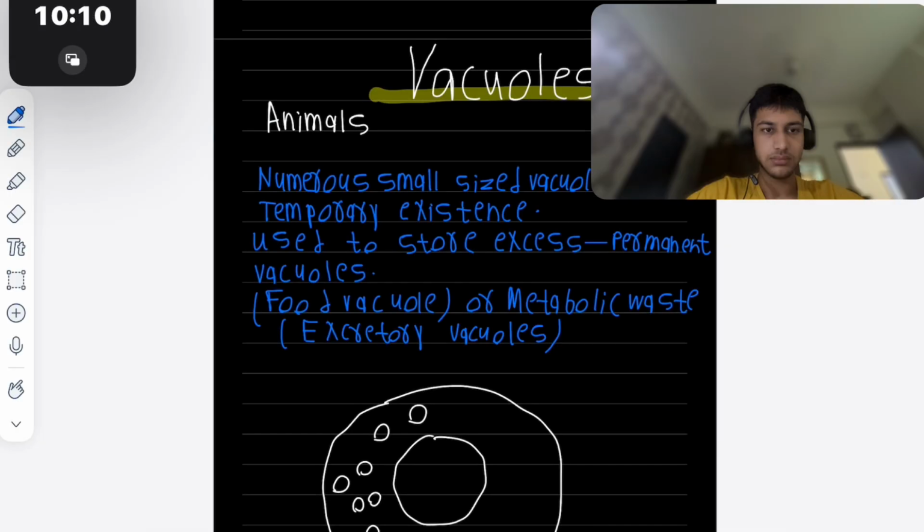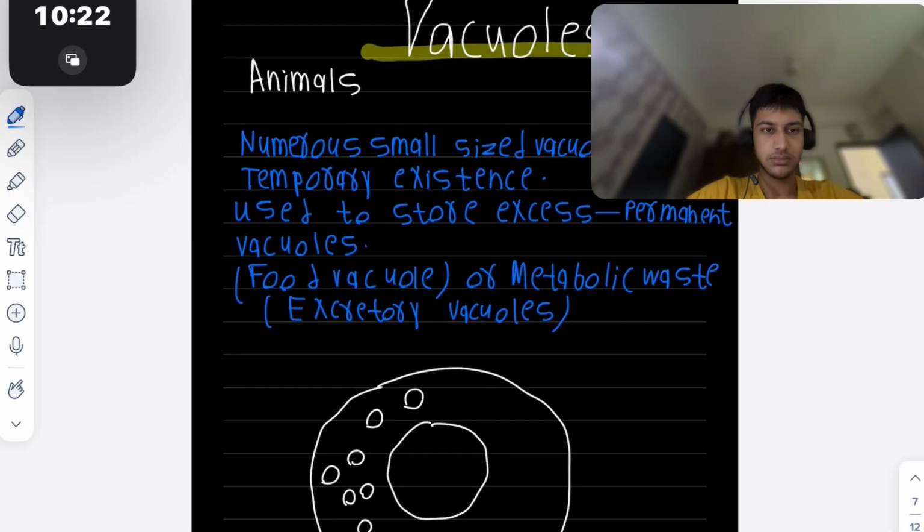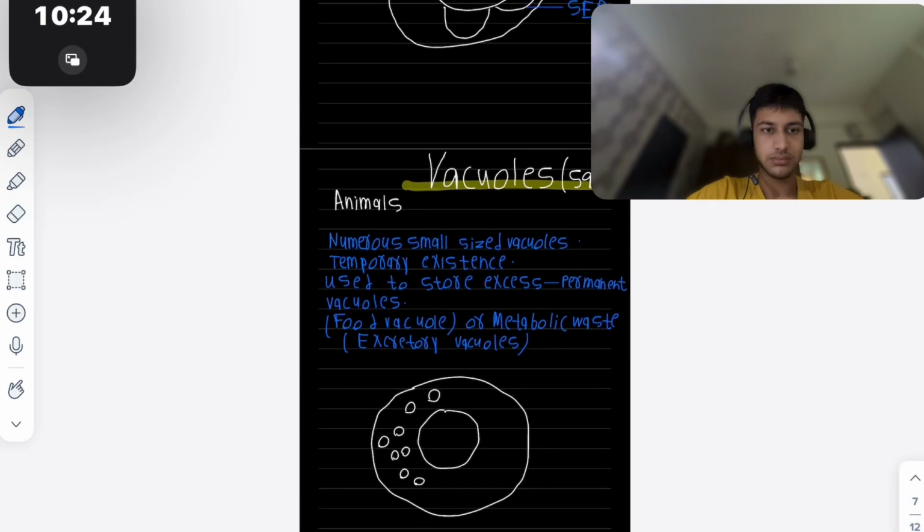We're going to continue with vacuoles. Vacuoles are a sac-like structure. So what does a vacuole do? Vacuoles are present in all living things. We humans have vacuoles in our cells, and plants have them too.